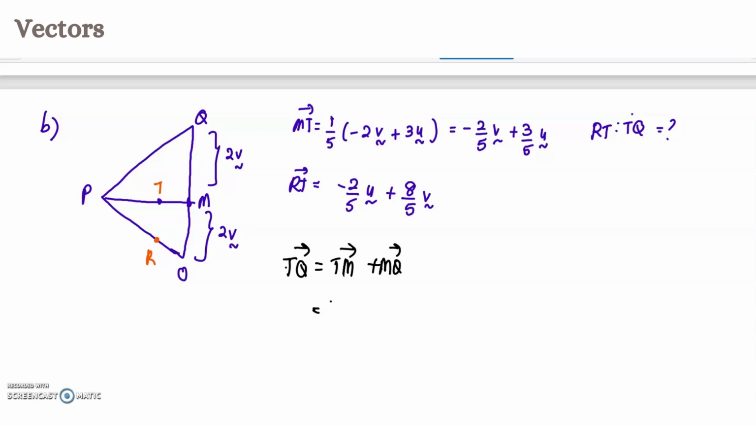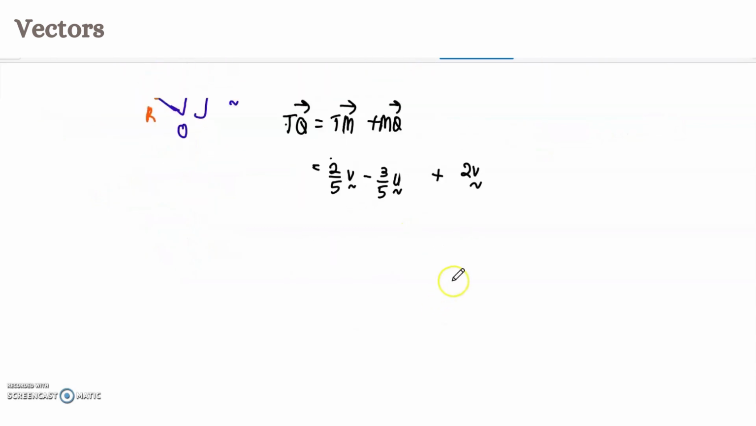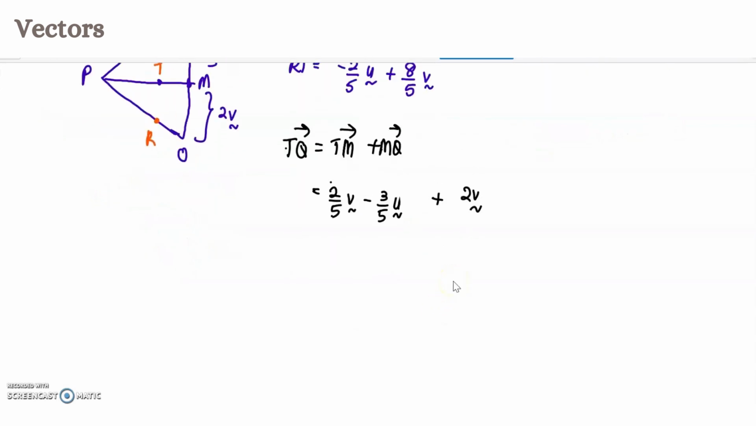So we change the direction, the operation, the sign. Positive becomes negative, and negative becomes positive. So this one is 2 over 5V minus 3 over 5U, and then plus MQ, which is 2V. We rearrange this and get the vector TQ as 12 over 5V minus 3 over 5U.